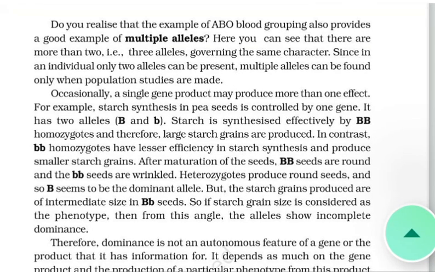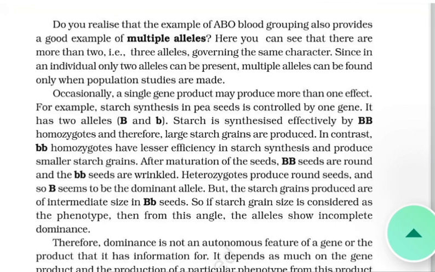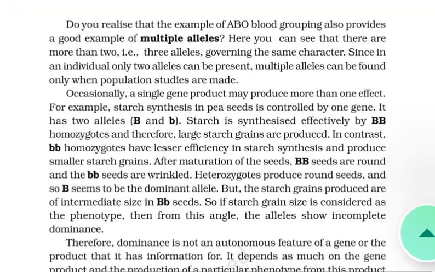जब IB और IA होगा तो जीनोटाइप होगा ऑफ स्प्रिंग का IA IB और ब्लड टाइप होगा AB. जब एलील होगा IB और IB तो जीनोटाइप होगा IB IB, ब्लड टाइप होगा B.